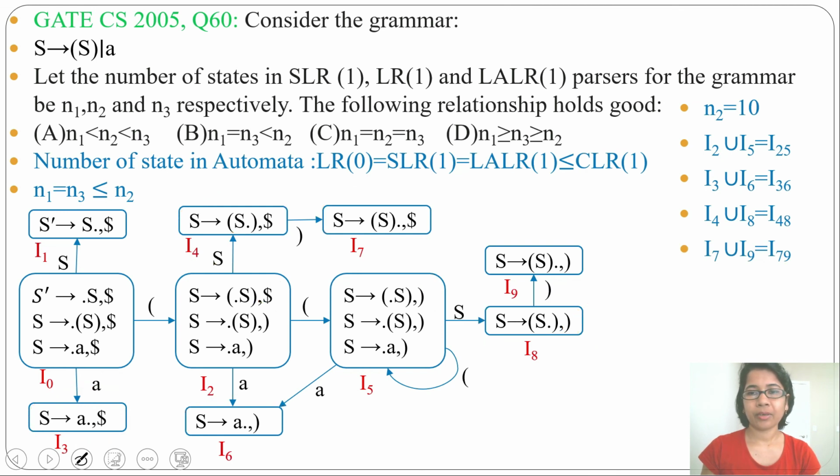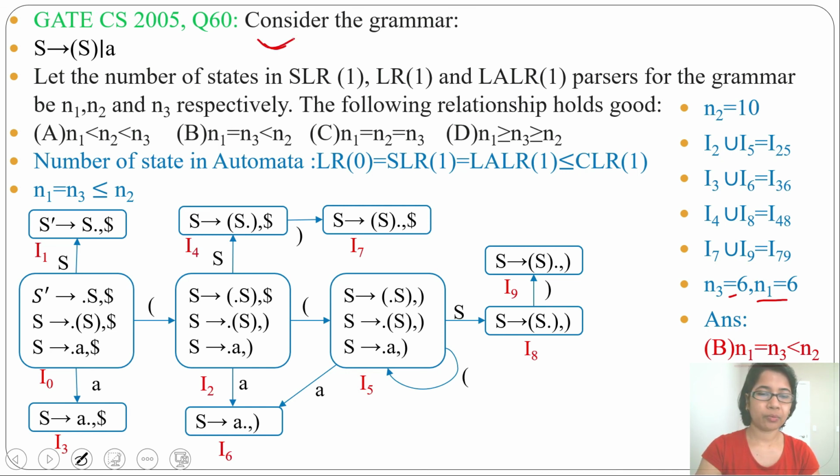So in LALR automata there will be 10 minus 4, 6 states. 4 states we merged, so 10 minus 4 it will be 6 states. In LALR1 it will be 6, in SLR1 it will also be 6. So N1 is 6, N3 is 6 and N2 is 10. That's why N1 equal to N3 less than N2. For this question, you don't need to construct the full LR1 automata. By just finding two states having the same production and different lookahead, you can say that option B is the answer. N1 equal to N3 less than N2.